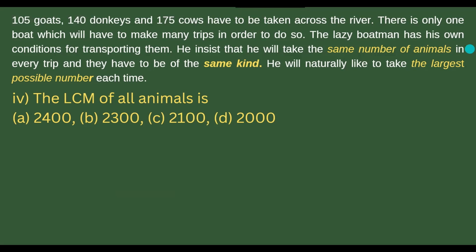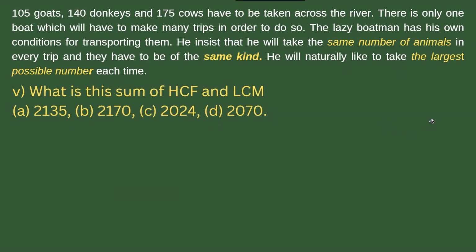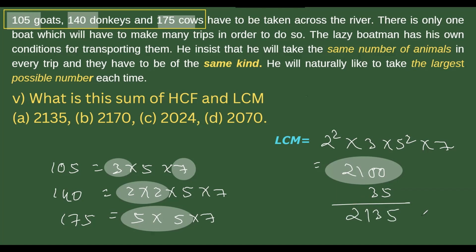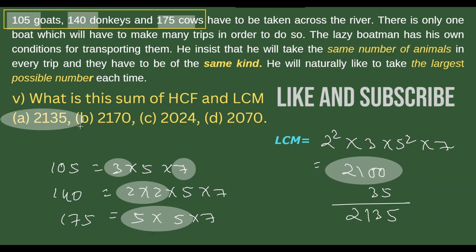Now, what is the next part over here? Next is what is the sum of LCM and HCF. So it's very easy to get this. We got the LCM as how much? 2100. And what was the HCF? HCF was 35, right? Yeah, it was 35. So if I add them, it's going to be 2135. Yeah, this is option A, correct in this case.